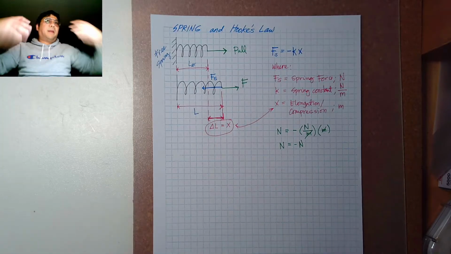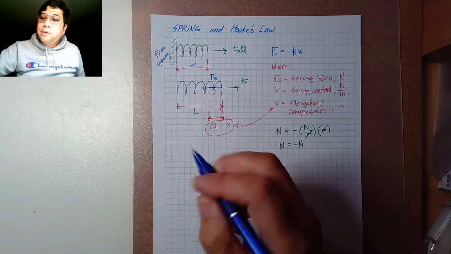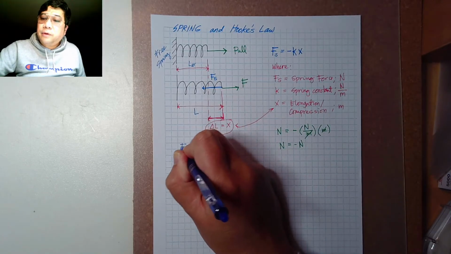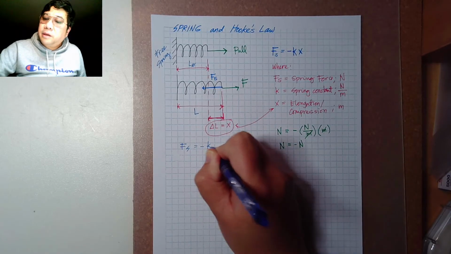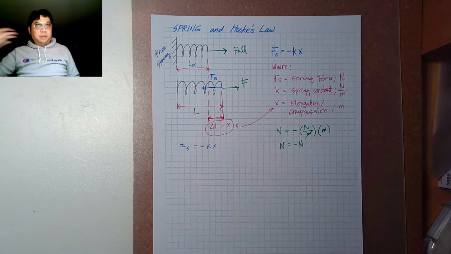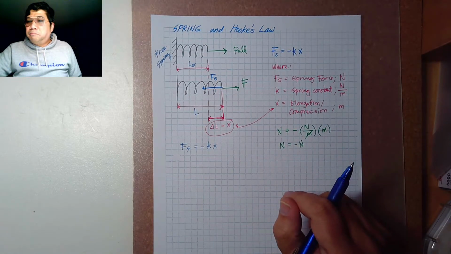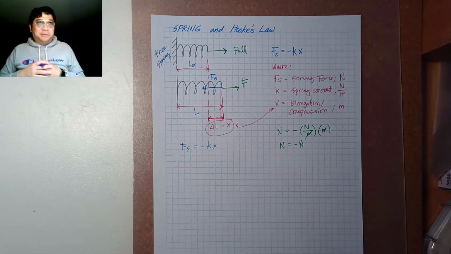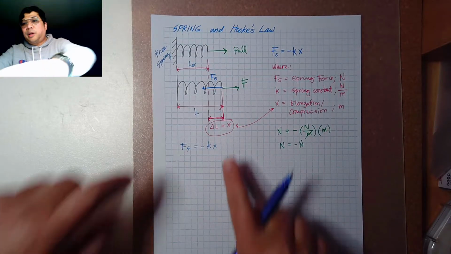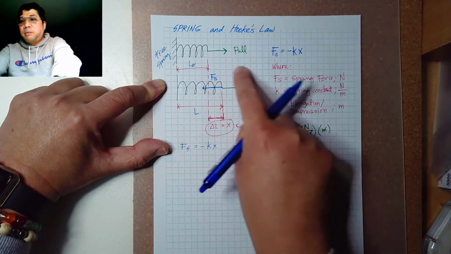Okay, so now let's apply the amount of force of the spring. So we said earlier that F of S is negative K times X. And I mentioned earlier that the negative will change into positive. Okay, so let's analyze this problem. What's the direction of force of spring? That is also the amount of force you are pulling.